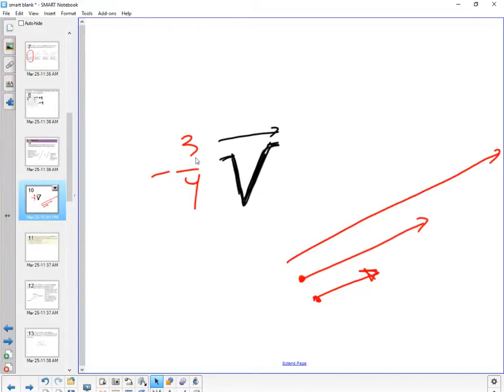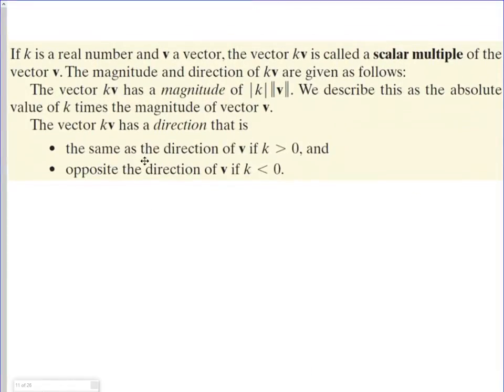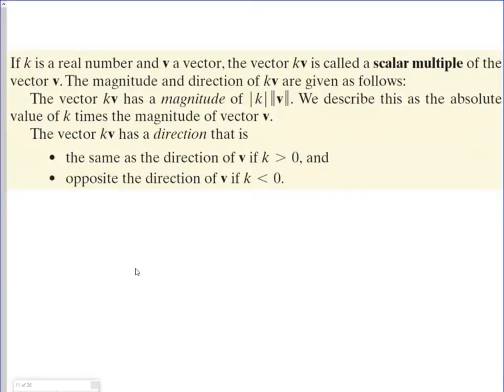Okay. You guys okay with this slide? Here's a definition of it in math talk. If k is a real number and v is a vector, the vector kv is called a scalar multiple of vector v. The magnitude and direction of kv are given as follows. The vector kv has a magnitude of absolute value of k times the magnitude of v. We describe this with absolute value of k times the magnitude of vector v. The vector kv has direction, that is, if k is bigger than 0, then it gets multiplied. Otherwise, you go the opposite direction if it's less than 0, which makes sense because now it's a negative vector.